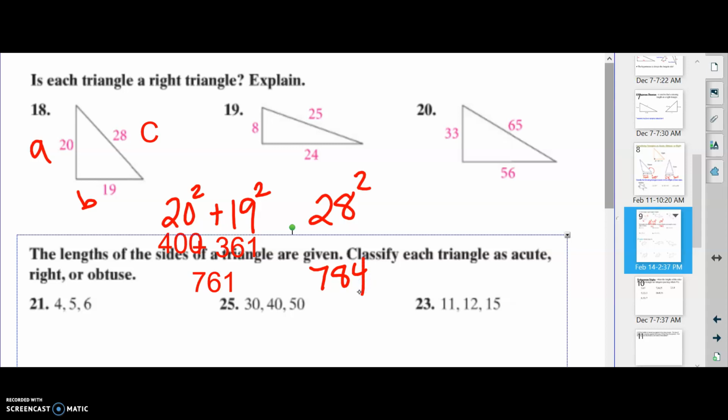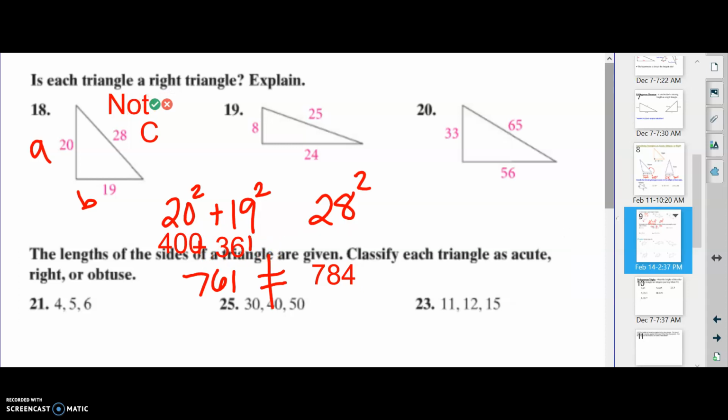So if this were a right triangle, this would be an equal, which it's not. 761 is not equal to 784, so this is not a right triangle. But if it's not a right triangle, what is it? Is it acute or is it obtuse? Well, we see that 784 is bigger, or 761 is smaller.